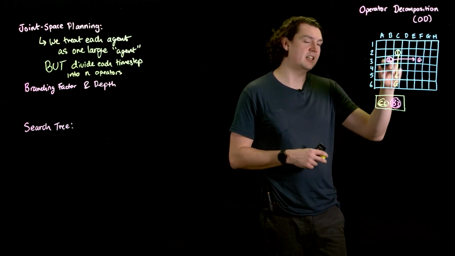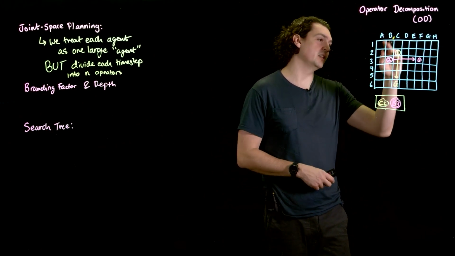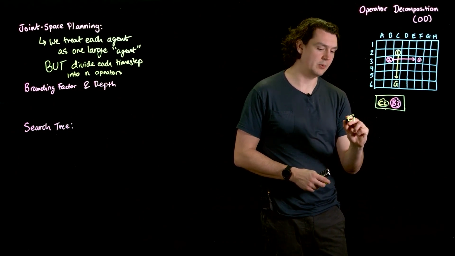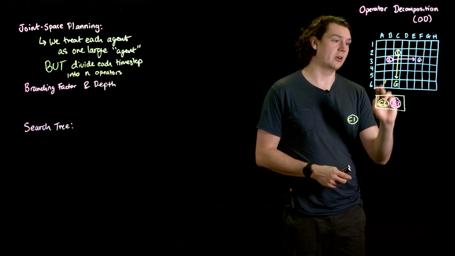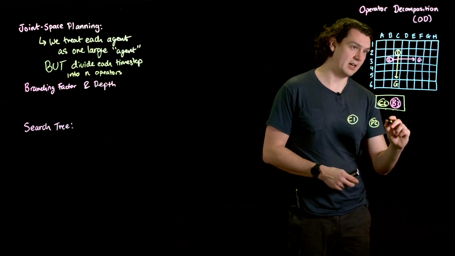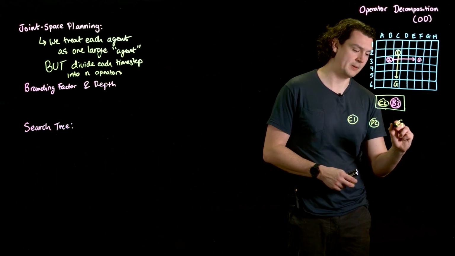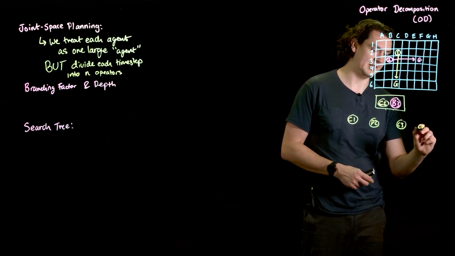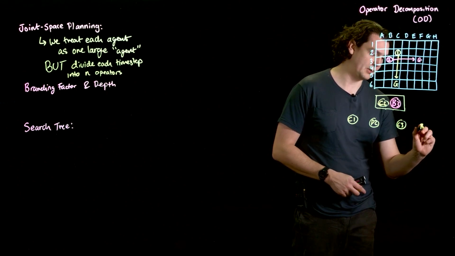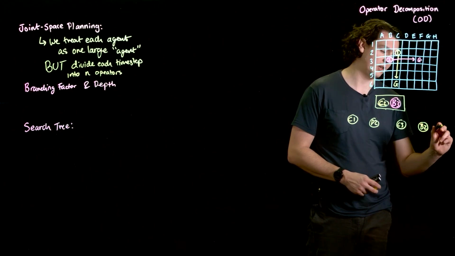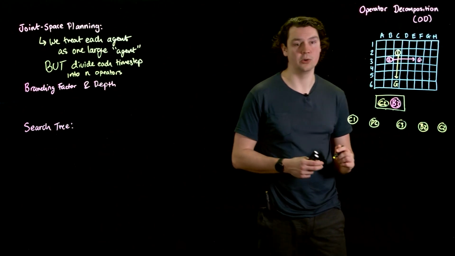So let's say that the yellow agent is going to be the one that takes its moves first. So we'll see that it can go up, right? C1. It can go right, D2. It can go down, C3. It can go left, C2. And of course, it can wait still, which is C2.